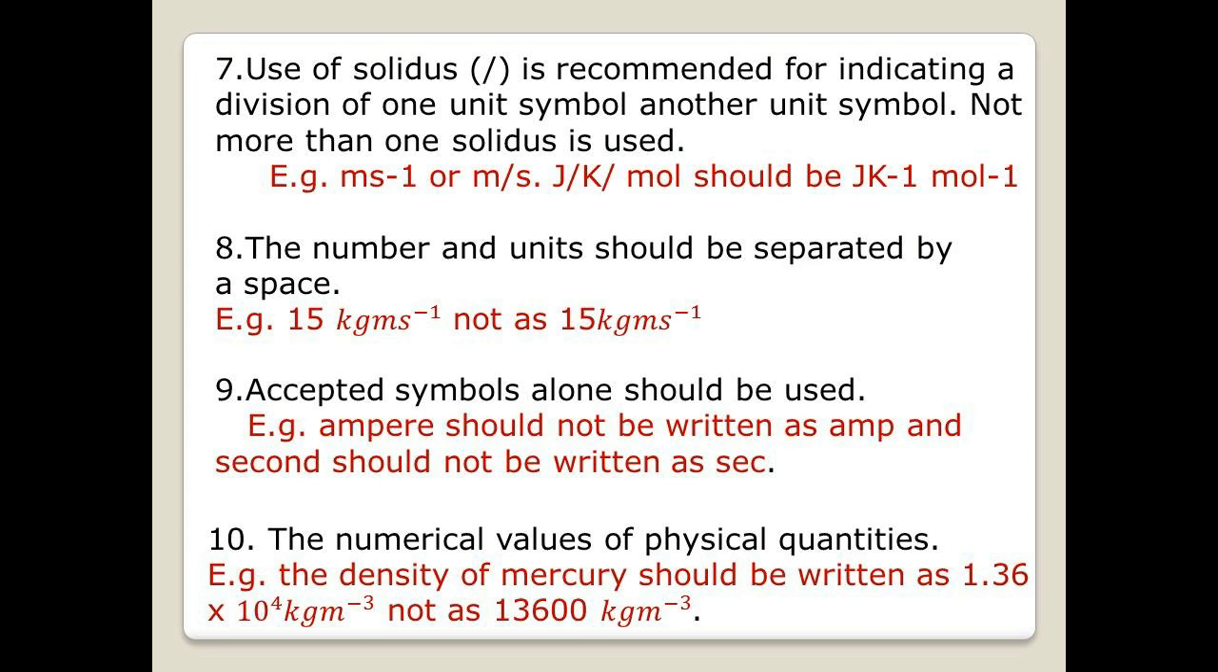Eighth rule, the number and units should be separated by a space. Example, 15 kg m s to the power minus 1, not as 15 kg m s to the power minus 1 without a space. Ninth rule, accepted symbols alone should be used. Example, ampere should not be written as AMP and second should not be written as SEC. 10th rule, the numerical values of physical quantities. Example, the density of mercury should be written as 1.36 into 10 to the power 4 kg m to the power minus 3, not as 13,600 kg m to the power minus 3.